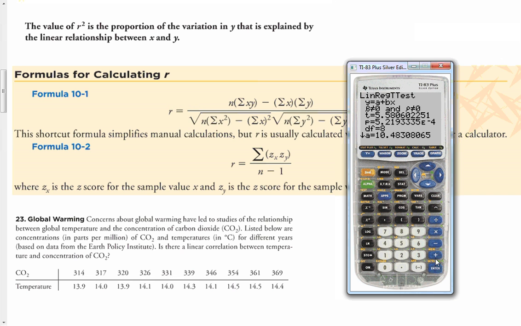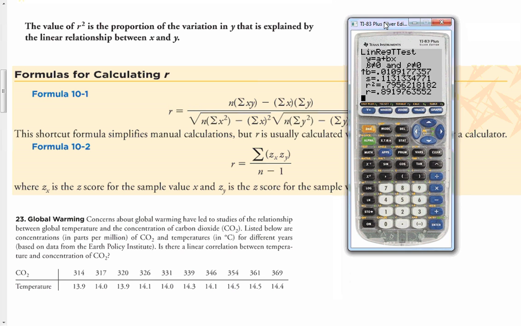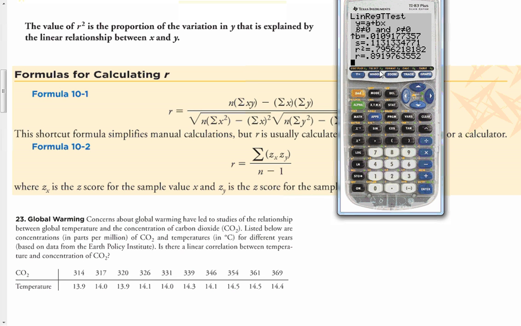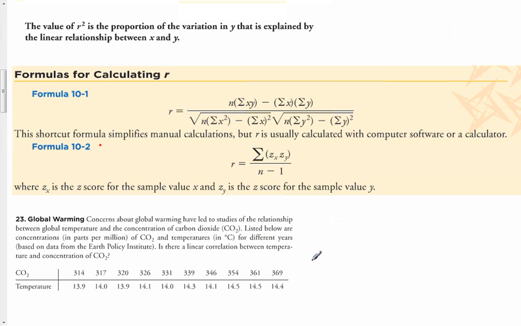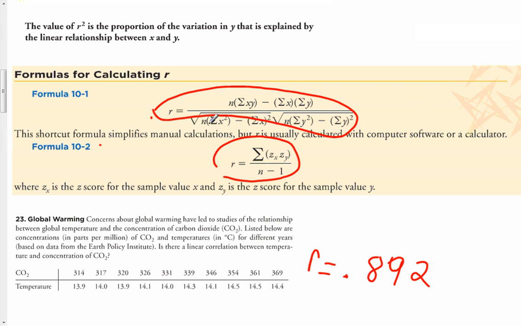And we see a bunch of information here, and we're going to use that information when we do the hypothesis test. But right now, what we're concerned with is this value of R. So this is the value of the Pearson correlation coefficient R, 0.892. So for our data set here, R is equal to 0.892. All right, so that's how we're going to calculate R. We're not going to use either one of these formulas. We're actually going to calculate R using technology, using the TI-83 calculator.